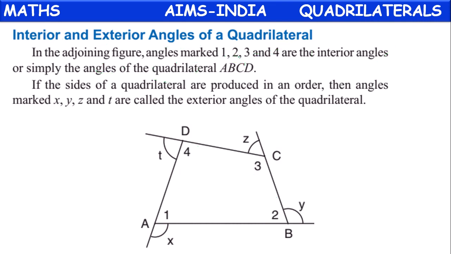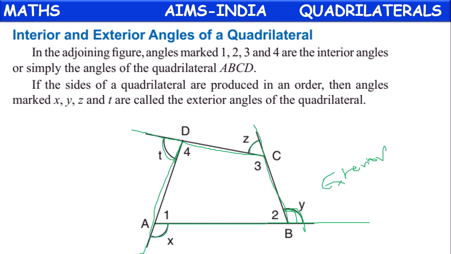Suppose we extend AB. Here an angle outside is formed, which is present in the exterior part of the quadrilateral, outside of the quadrilateral. If we extend BC, one more exterior angle is formed. If we extend CD, one more exterior angle is formed here. If we extend DA, one more exterior angle is formed here.